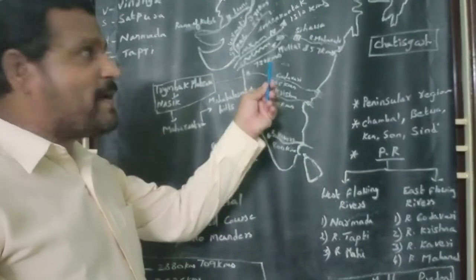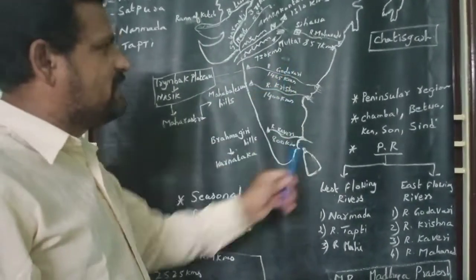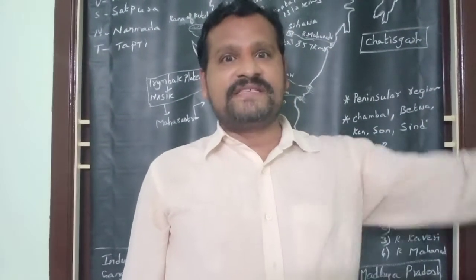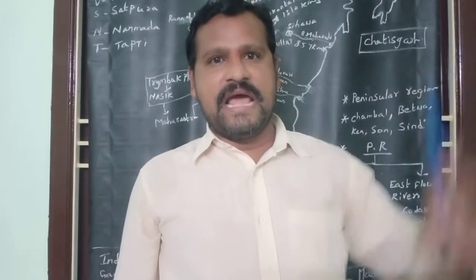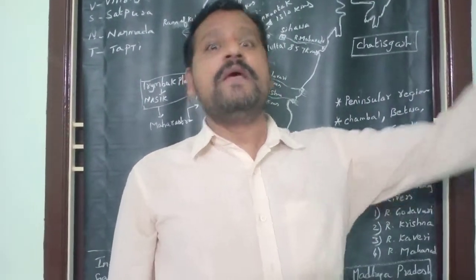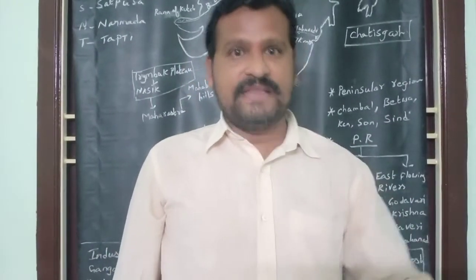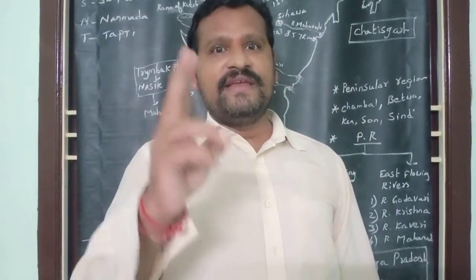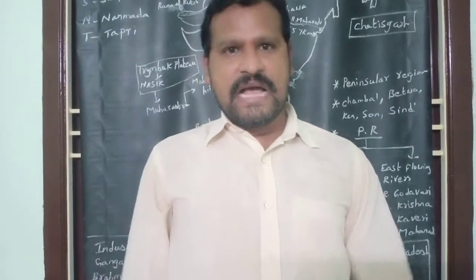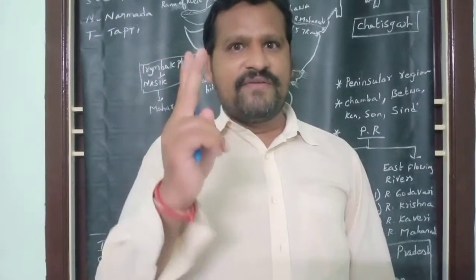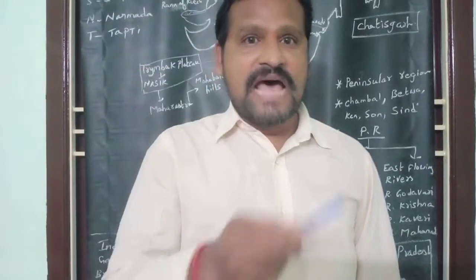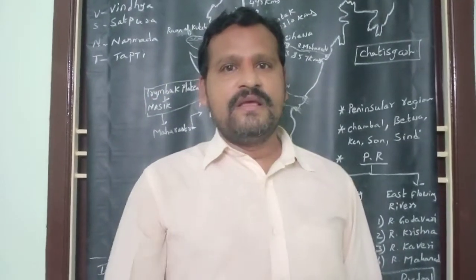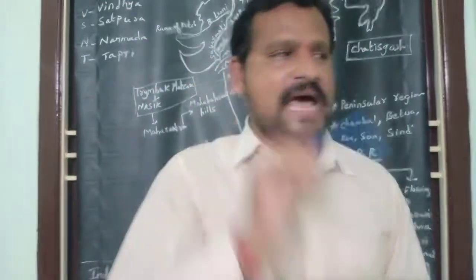Godavari is the largest peninsular river, our largest river in South India. It is the first largest river in peninsular India. At the same time, Godavari stands second place, which means it is the second largest river in India. Ganga is the first largest river in India. River Godavari is the first largest peninsular river in our country.